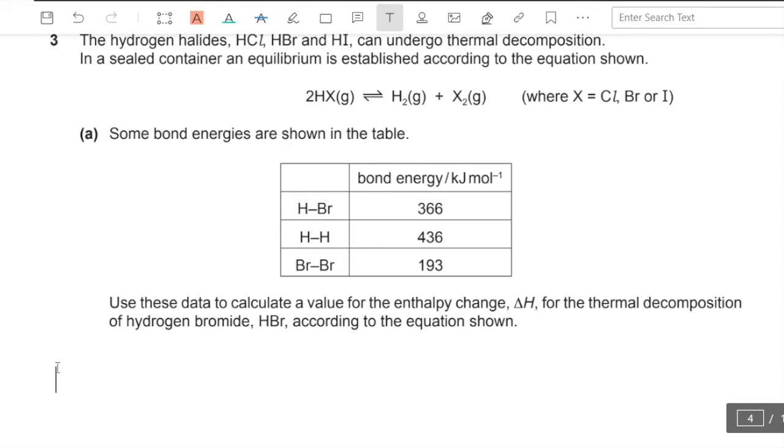Since bond breaking is endothermic, the first part of the equation is going to be positive, so that will be 2 times 366, because 2 bonds between hydrogen and bromine are going to break down as there are 2 molecules, and then we subtract the bond energies of the hydrogen molecule and bromine molecule, because bond making is exothermic. So you add up those values.